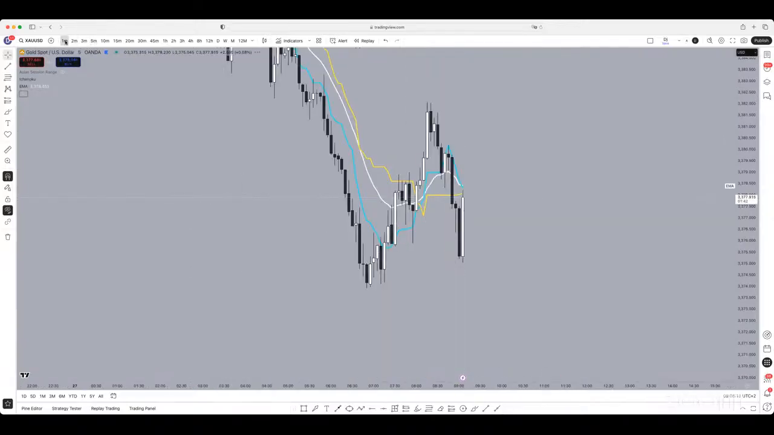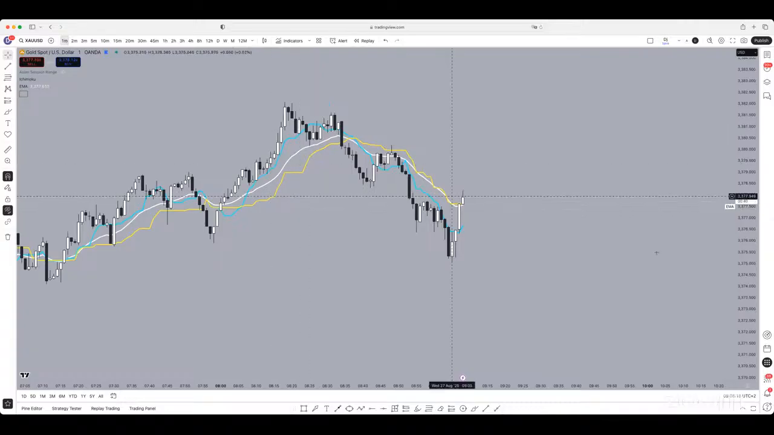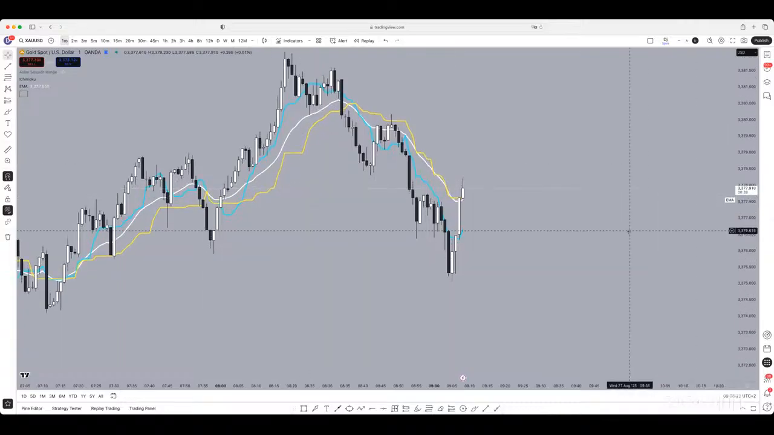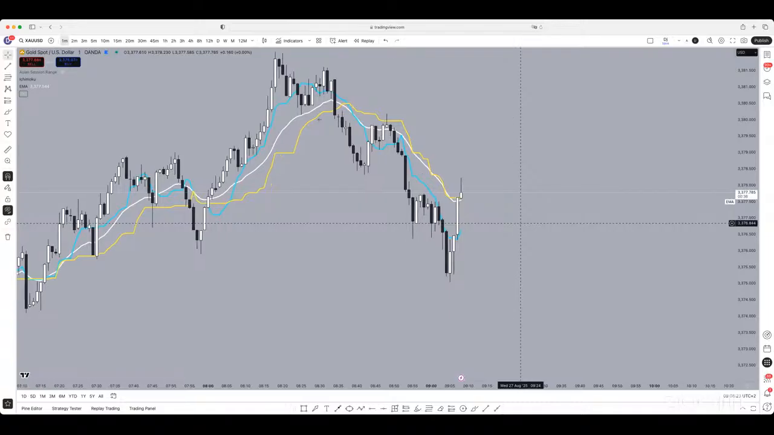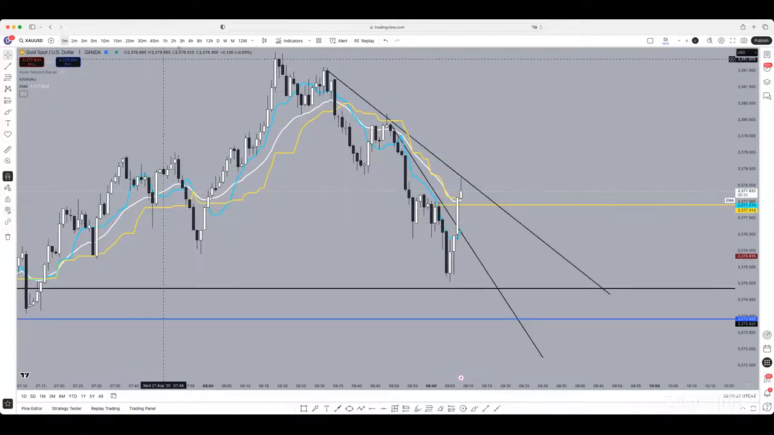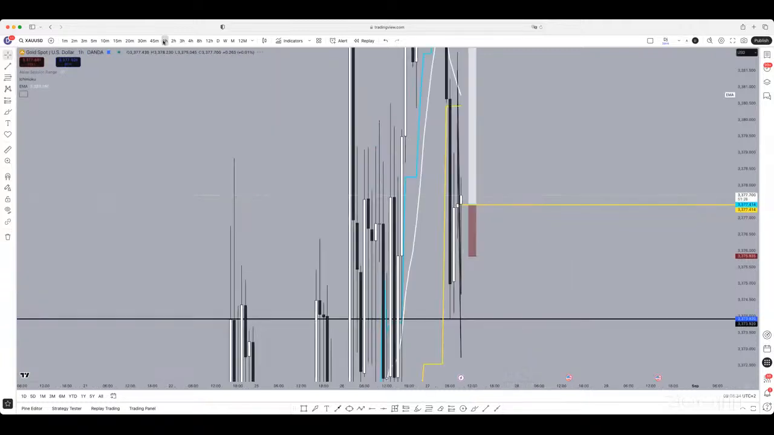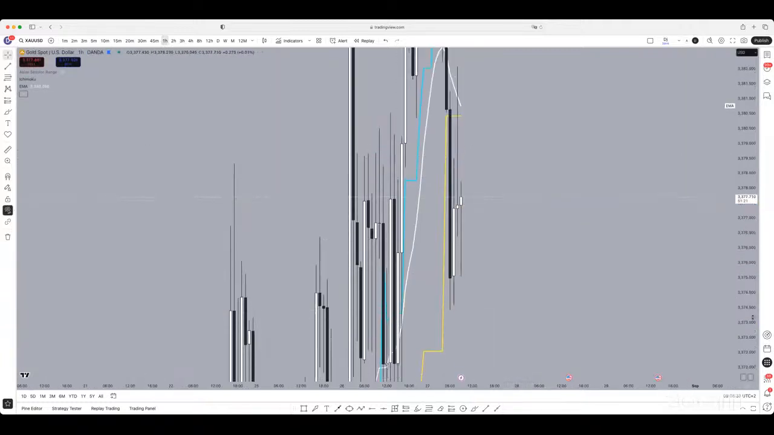Five minute, 1 minute. Let's see. Yeah, nice. I still believe that this should take out more of the wick on the 1 hour and the 2 hour. So there's the one. Yeah, I foresee this still taking out a larger portion of that wick to the upside on the 1 hour and the 2 hour.